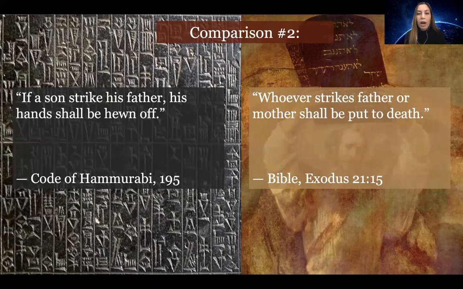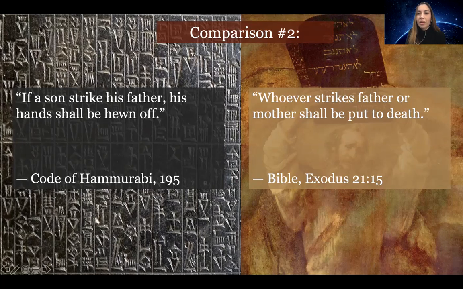All right, so now what is the similarity and what is the difference between the two codes? Zayed? The similarity is basically both say do not hit your parents or do not be rude to them. Good job. And the difference is in Hammurabi, you get your hands cut off, while in the Bible, if you disrespect your parents, you just get put to death. Okay. So what does that tell you about the Bible?